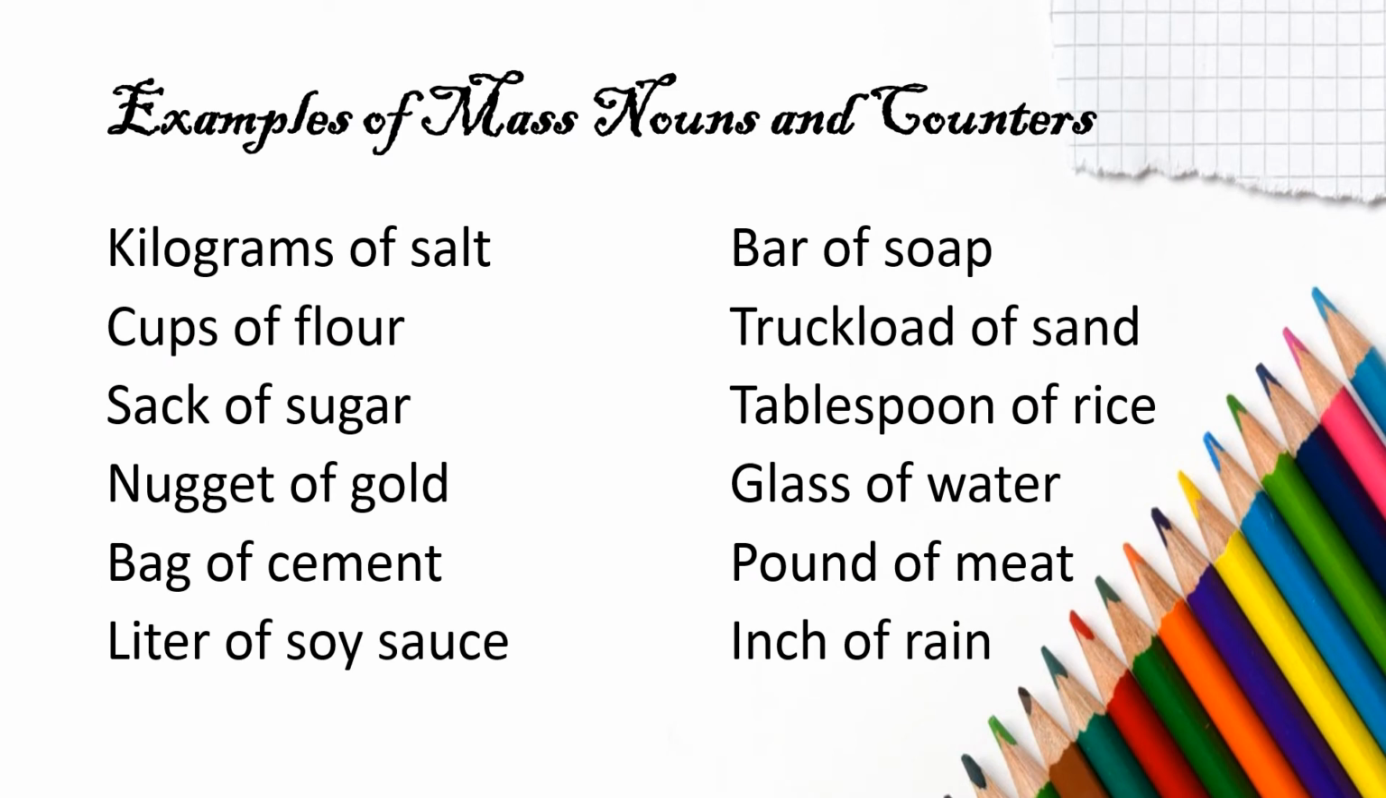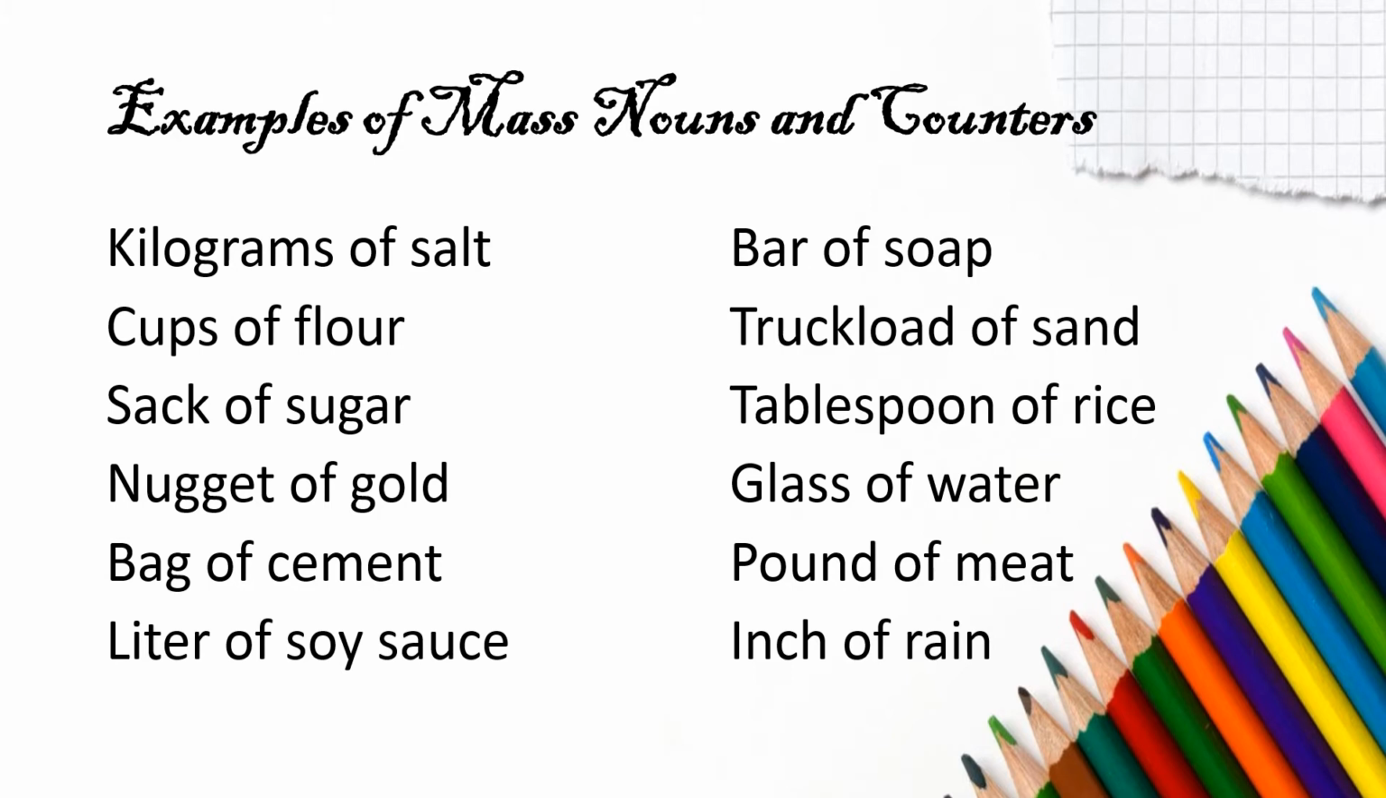The counters that we use for a mass noun depend on the situation. Also, it will be the counter that will have a plural form rather than the mass noun. And lastly, we can add numbers or articles before the counters.